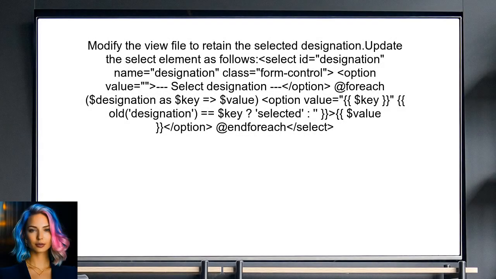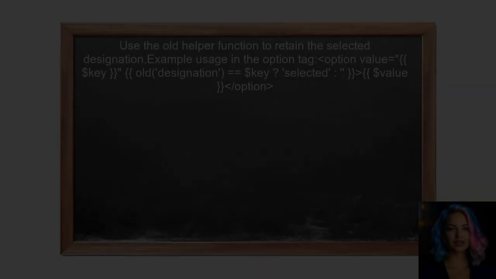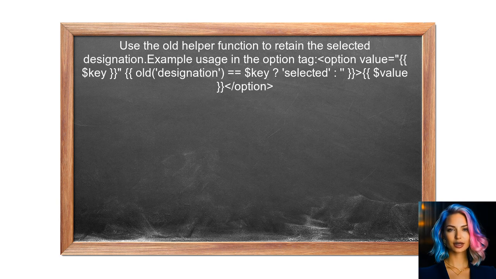To ensure the previously selected designation is retained after a validation error, the user should modify the view file. Specifically, they need to set the selected attribute for the option that matches the submitted designation. Next, the user should utilize the old helper function provided by Laravel. This function retrieves the old input data after a validation error occurs, allowing the selected designation to be preserved.